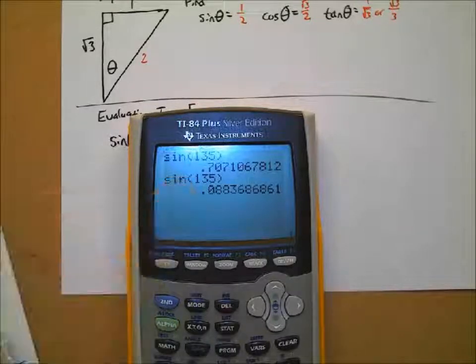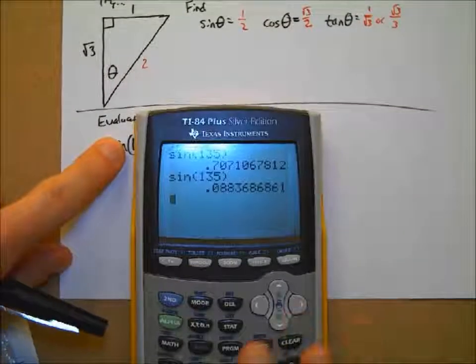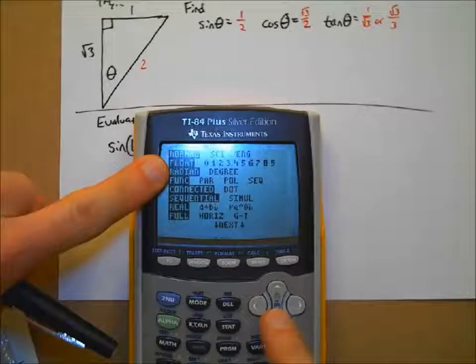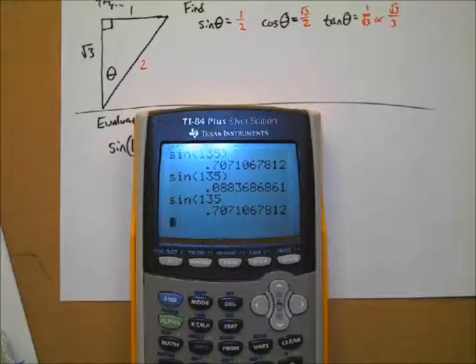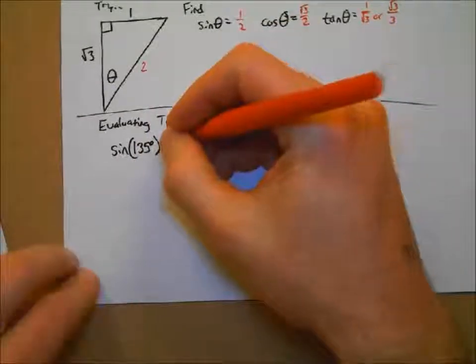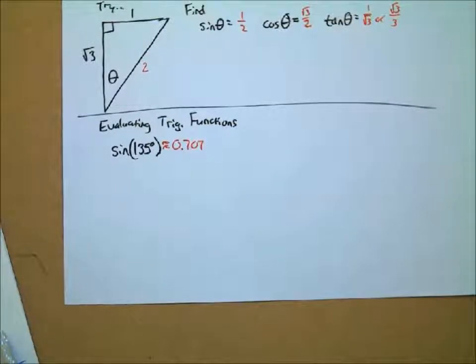All right, so anyway, the trick here is that we are talking about degrees versus radians. The angle here is in degrees. So in mode, I'm in radians right now. I need to switch to degrees, hit enter, and now when I do sine of 135, 0.707 is the correct answer. So watch out for that. Especially in this unit, we are going to be moving between radians and degrees. So make sure you're constantly checking that your calculator is set to the right mode, or else you're going to get the wrong answer.